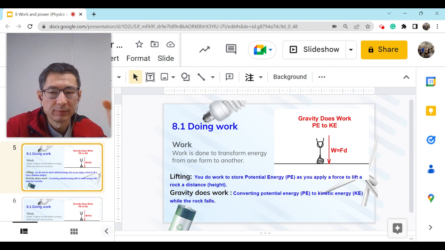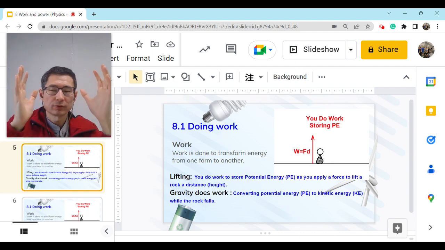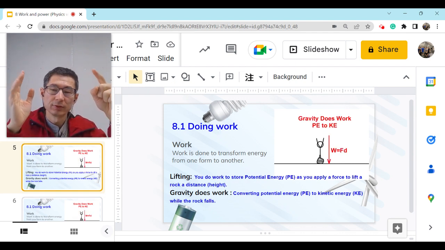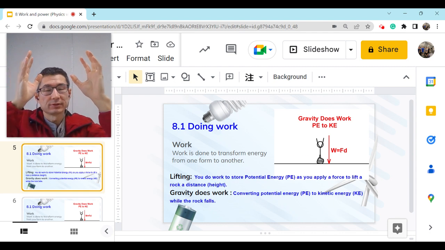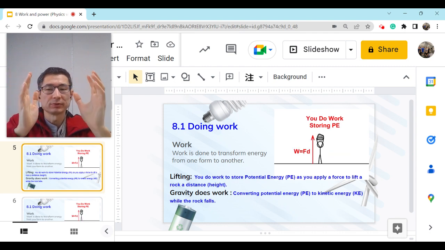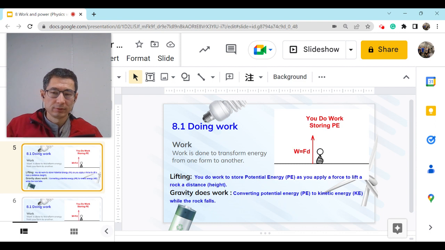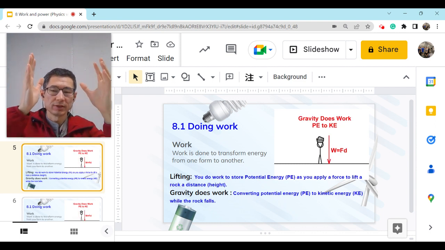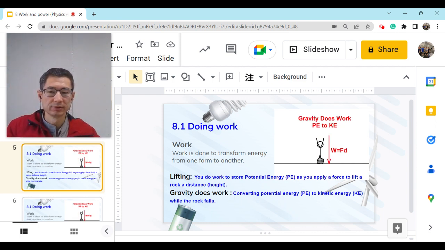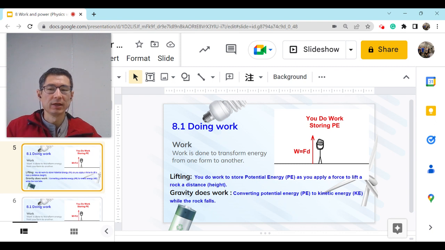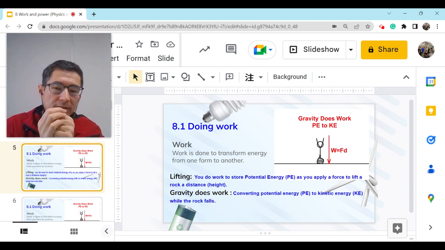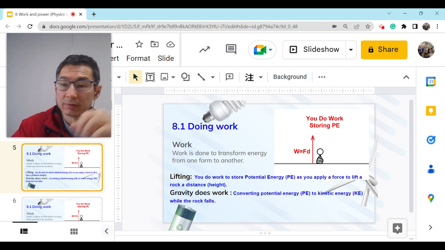And in the second part, when I let it go, gravity is doing the work. The object's potential energy is transferred to kinetic energy, and then it's dissipated to the earth. So the potential energy goes to kinetic energy, and in that case gravity does the work.